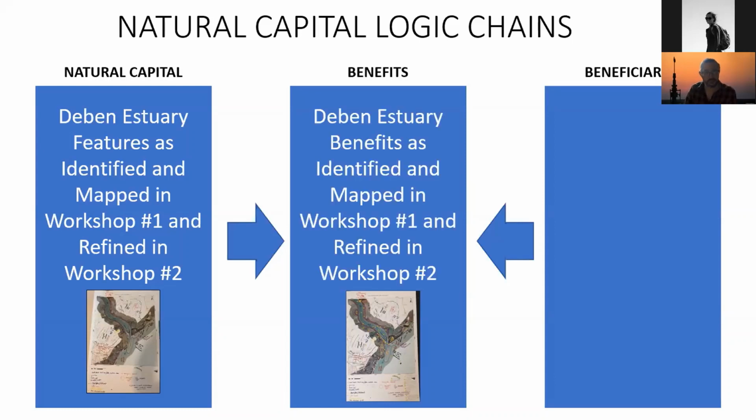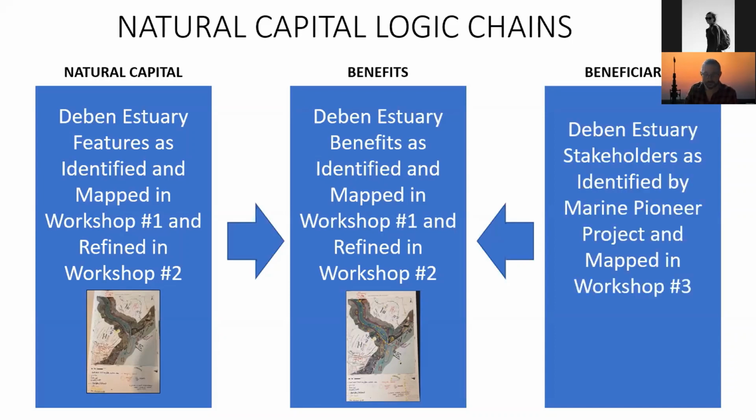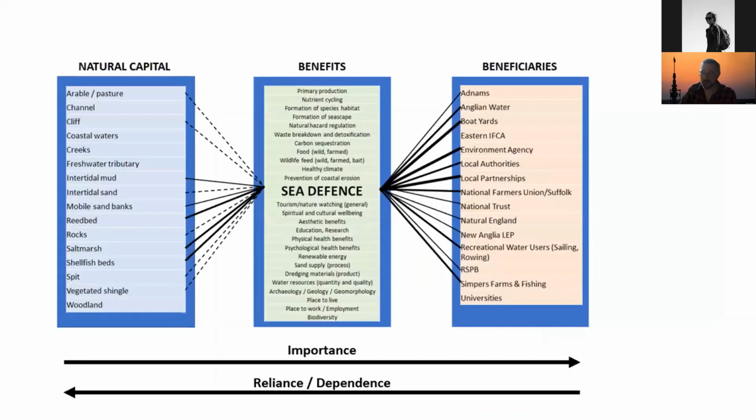We also mapped the benefits from the system in workshop 1, and we'll refine these in workshop 2. What workshop 3 aimed to do was to identify the different stakeholders and how they use those benefits. We felt this was a real missing link in the work. Now, I'll come back to this slide later on. Let's check the time.